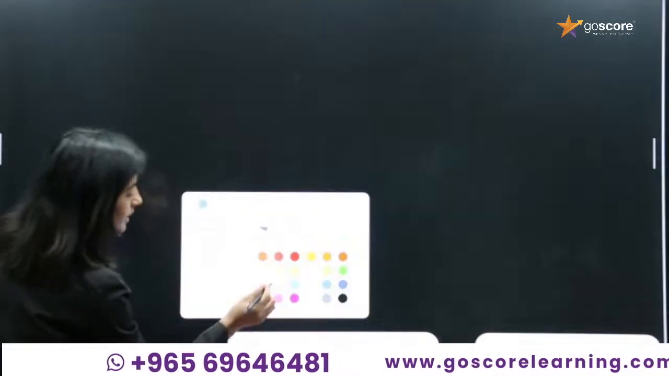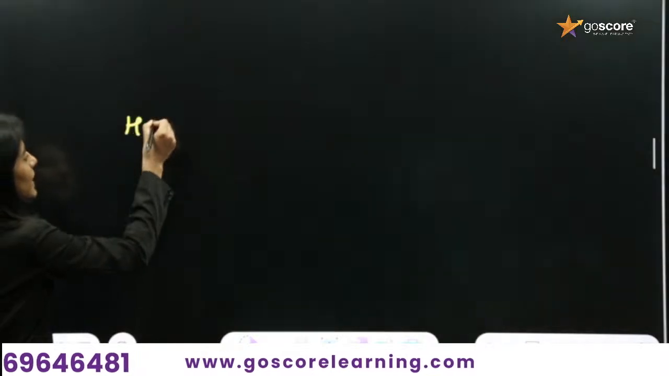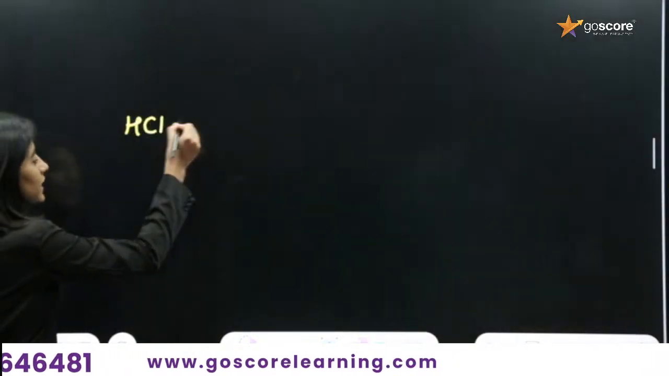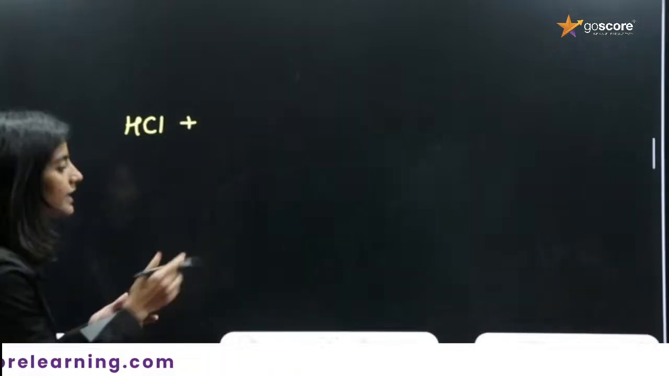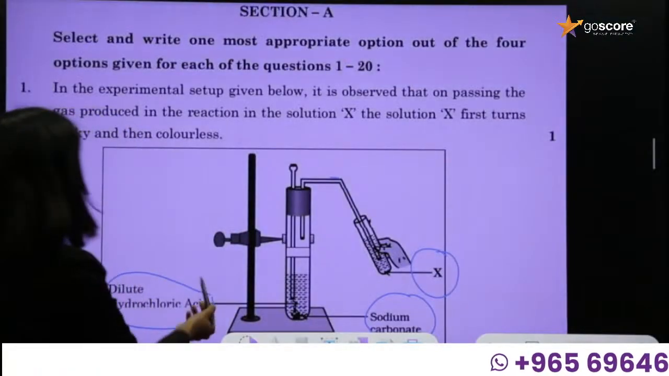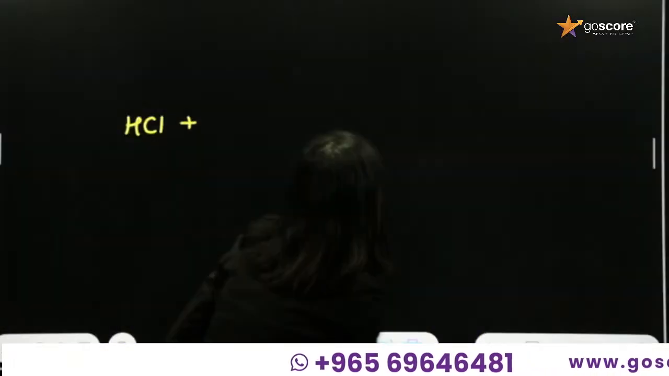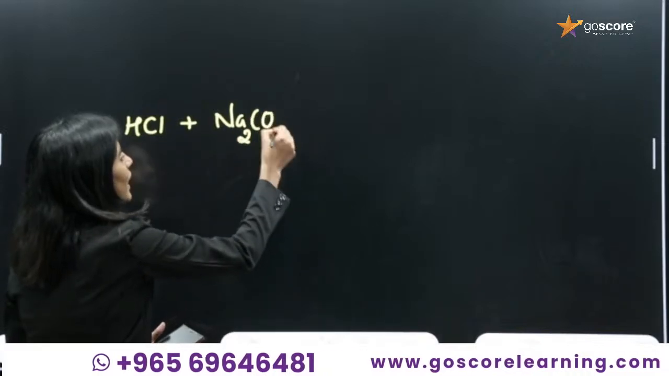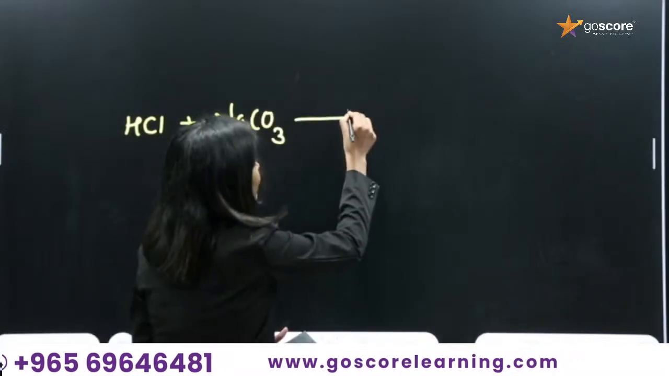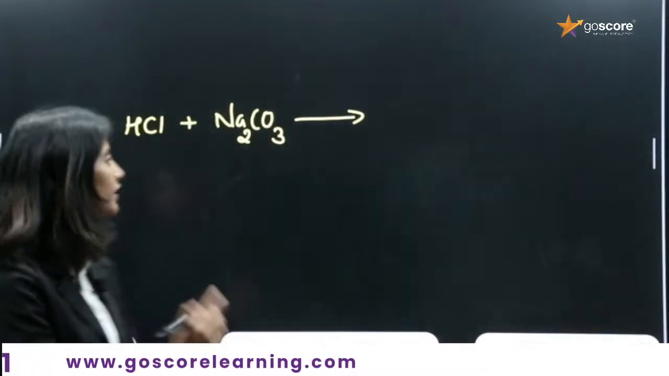So the first thing to understand is what happens when HCl reacts with sodium carbonate, the same reaction as with the calcium carbonate we mentioned. Sodium carbonate is Na2CO3. So Na2CO3 and HCl: definitely we have the carbonate there, so carbon dioxide will be produced. Let's write the reaction.